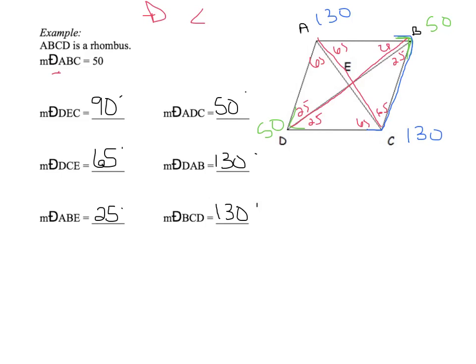Okay, what was left to fill in were these angles here. We know these diagonals are perpendicular, so we have some 90-degree angles here. So DEC is 90. ADC was 50. DCE was 65. DAB is 130. ABE is 25, and BCD down here is 130 as well. Remember, fill in the picture first, then worry about what they're asking you to find.